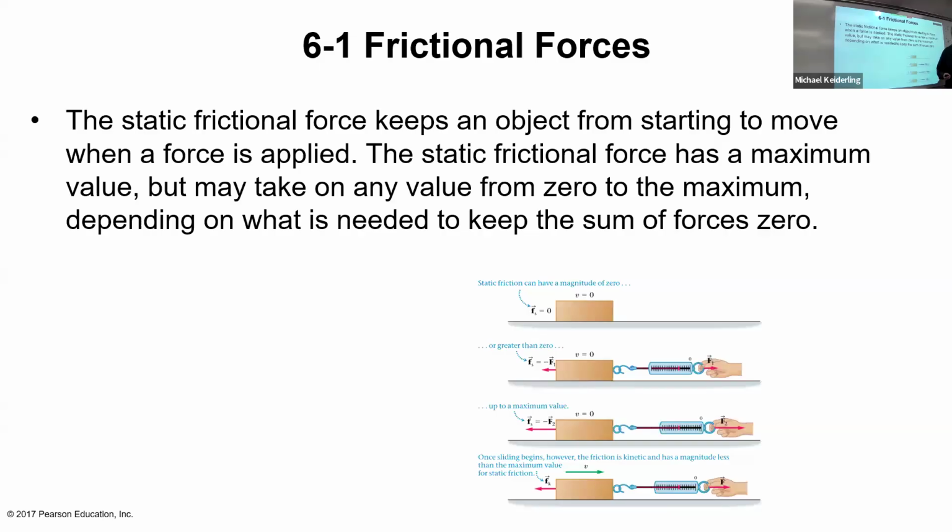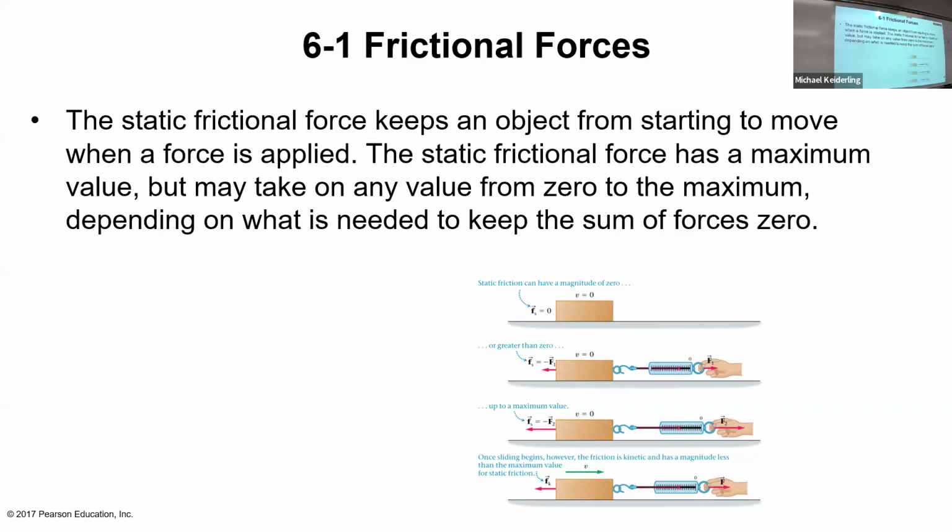Static friction, on the other hand, tries to keep an object from starting to slide. So it is harder to get something started than to keep it moving. You know, it's harder to unstick something than to keep it going. So it keeps an object from starting to move when a force is applied. And the static frictional force is like the normal force. It is whatever it needs to be to keep the net force zero. It's one of those forces that counteracts things.